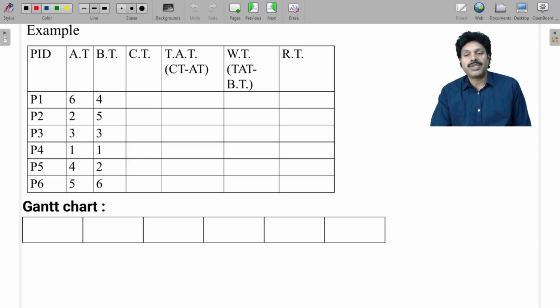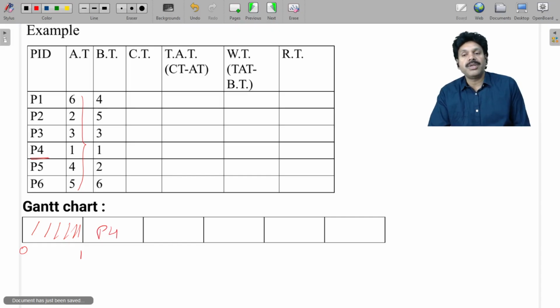So at 0, no process is there. Please observe. At 0, no process is there, so it is idle. At 1, is any process there? Of course, P4 has come. Only one process, so let us land P4 into the CPU.